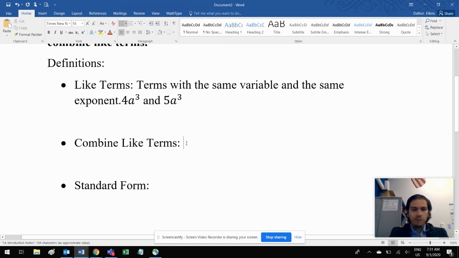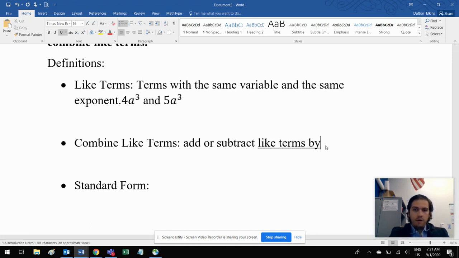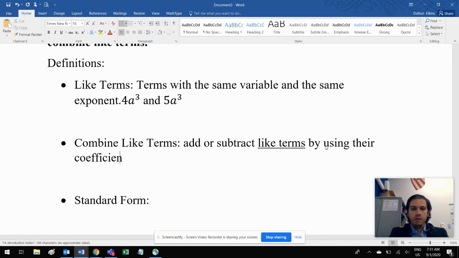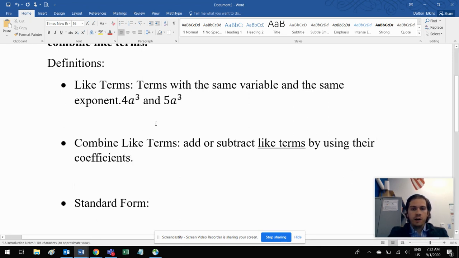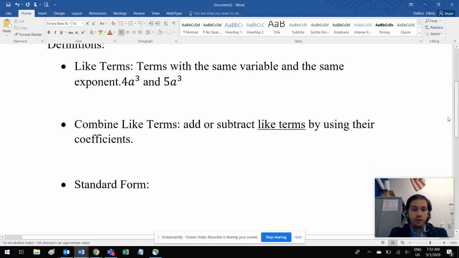To combine like terms is when you add or subtract like terms, which is what we defined right here. So I'll underline that. By using their coefficients. The coefficients are going to tell you exactly what you need to add or subtract when it comes to combining like terms. And we will look at an example of that in just a moment.